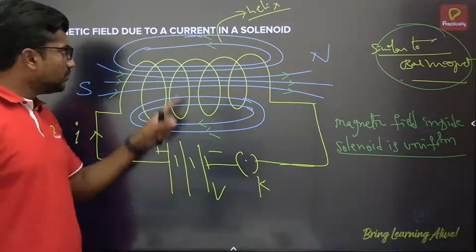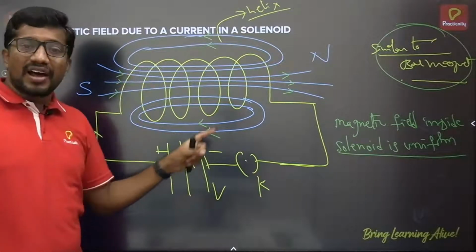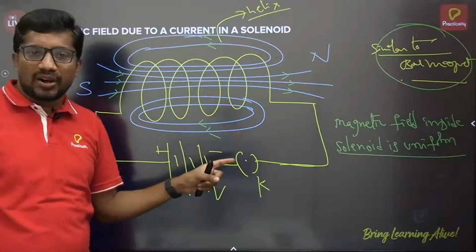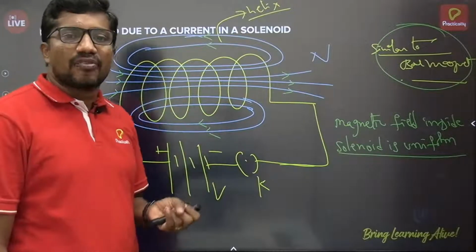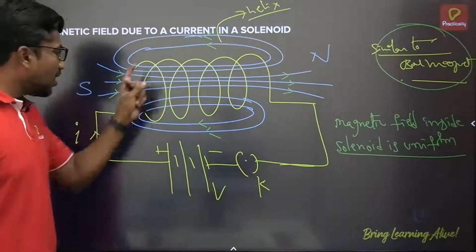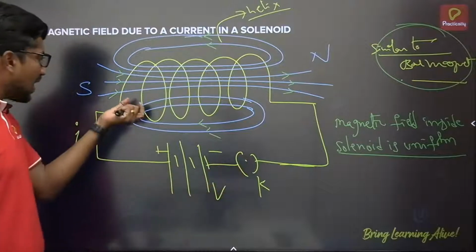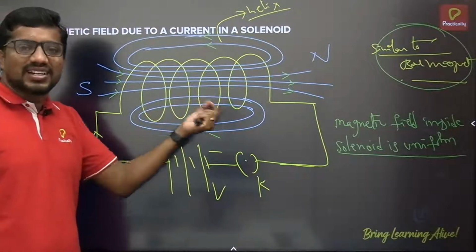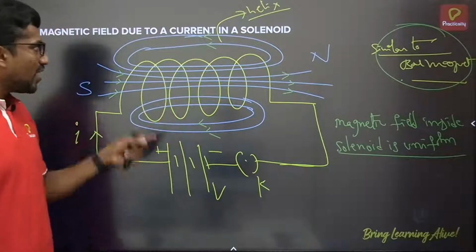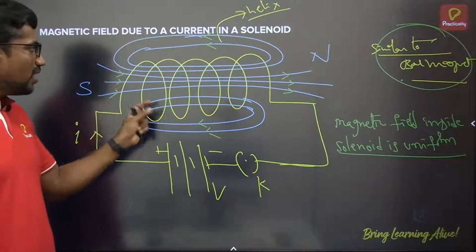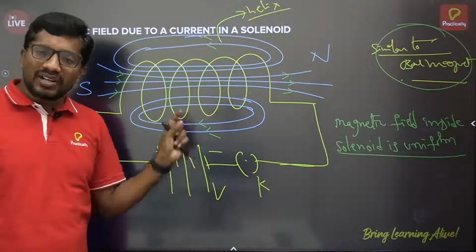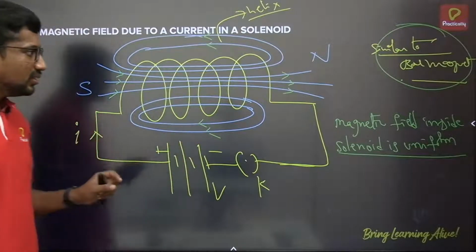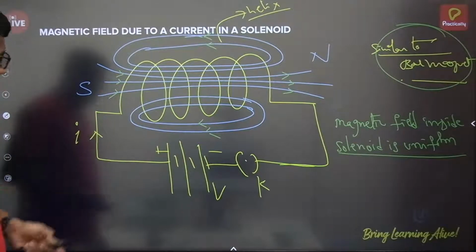Here also, the intensity of the field developed by the solenoid will depend on the strength of current, on the number of turns, and on the air gap between each and every turn that exists in the solenoid. So these are the factors on which the magnetic field developed by a solenoid will depend. All right, fine. Let's move to the next one.